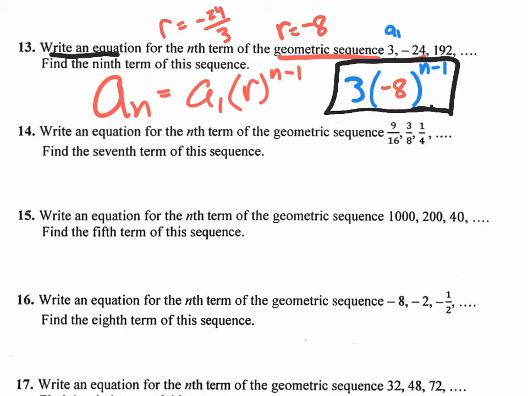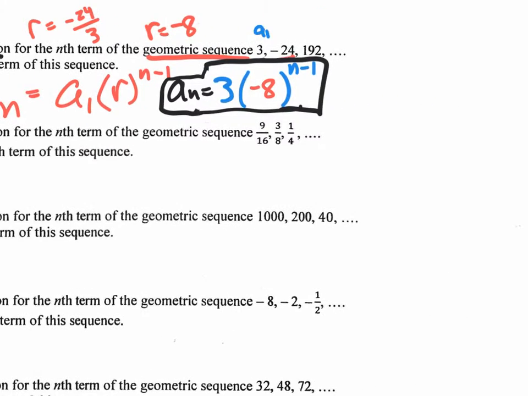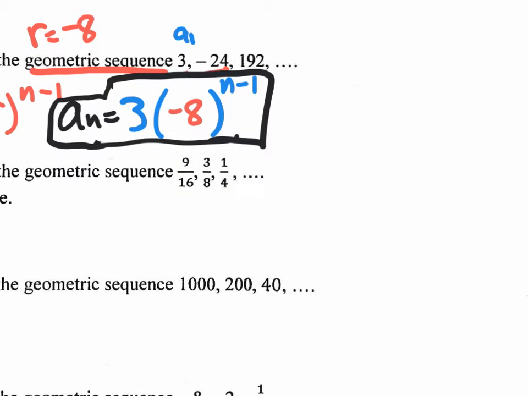So it says write an equation. My equation is a sub n equals 3 times parentheses negative 8 to the power of n minus 1. And then it says find the ninth term. How do I find the ninth term? By plugging in 9 into the machine. So all I need to do is plug in 9 into that machine, and of course you could use a calculator: 3 times negative 8 to the power of 9 minus 1.